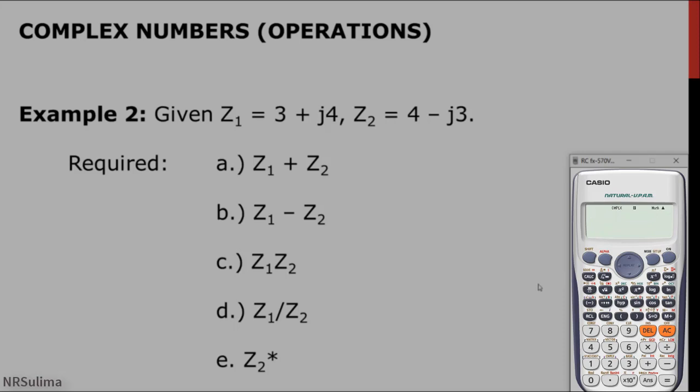Letter E, the equivalent complex conjugate of the complex number z2 is just equal to 4 plus j3. We can use our calculator to solve for the complex conjugate of a given complex number. Type 4 minus 3i, press equal sign, press shift 2, and then press option 2 for conjugate. Conjugate of answer in close and then press equal sign. The conjugate of 4 minus j3 is just equal to 4 plus j3.